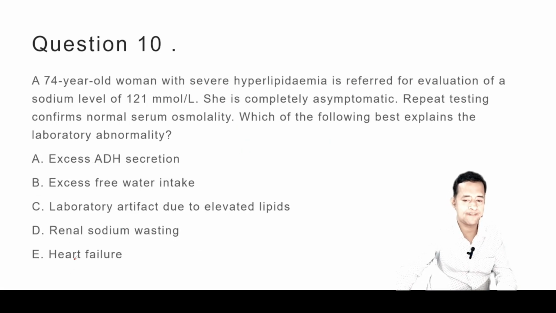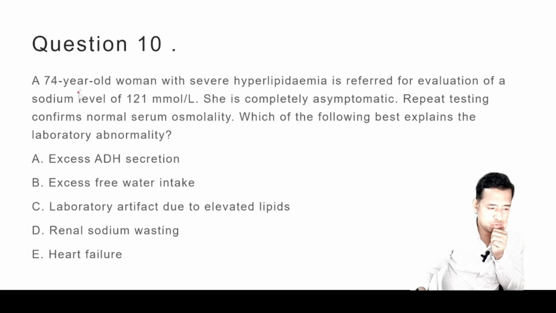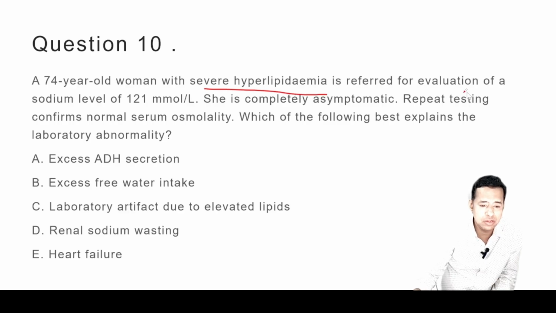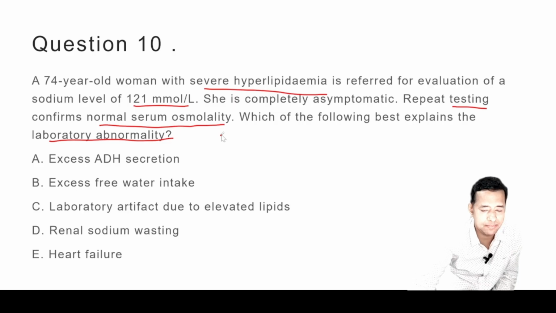Question 10: a 74-year-old woman with severe hyperlipidemia is referred for evaluation of a sodium level of 121. She is completely asymptomatic, and repeat testing confirms normal serum osmolality. Which of the following best explains the lab abnormality? Here I can say severe hyperlipidemia causes a falsely low sodium measurement. So this is the consideration you have to make: laboratory artifact due to elevated lipids.